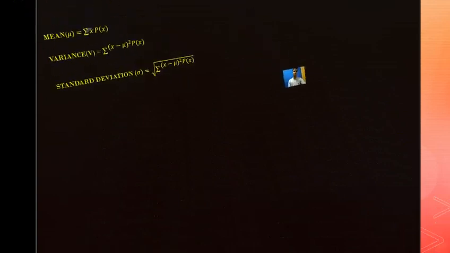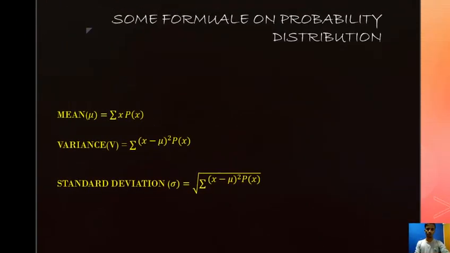Let us see some formulas on probability distribution. There are three formulas on probability distribution. The first one is the mean mu, which is equal to summation of x into p of x. The variance V is equal to summation of x minus mu the whole square into p of x. At last, the third formula is the standard deviation sigma, which is equal to the square root of summation of x minus mu the whole square into p of x.